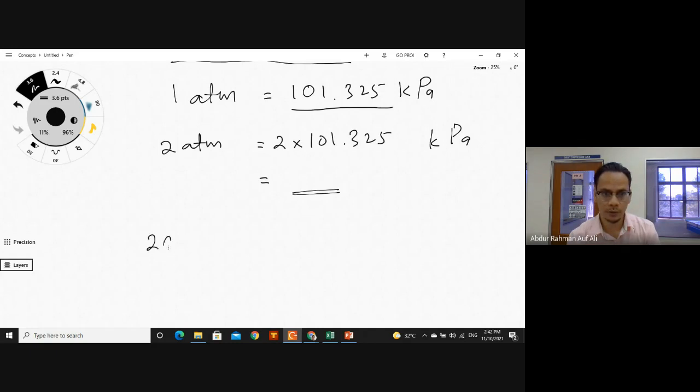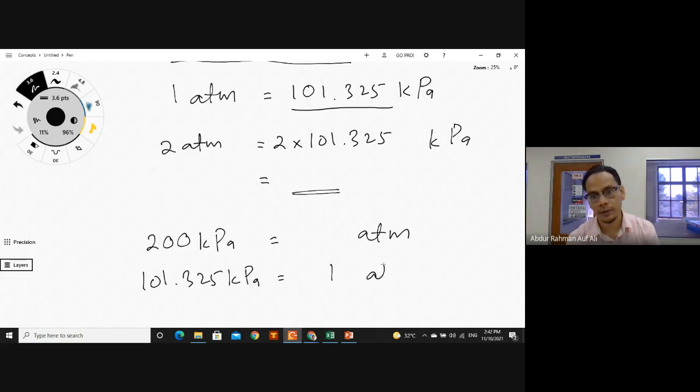Let's say it gives 200 kilopascal, how to convert to ATM? Okay, so first you have to understand this conversion factor. 1 ATM equals 101 kilopascal. So it will help if you write the conversion factor down. 1 ATM equals 101.325 kilopascal.